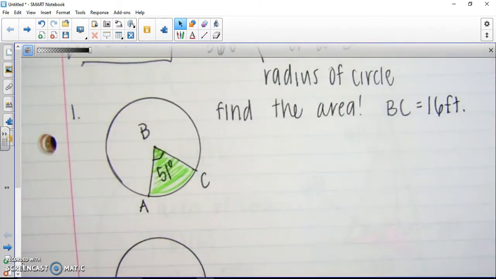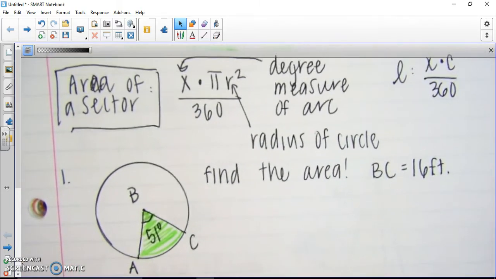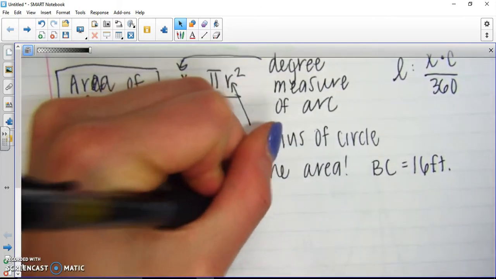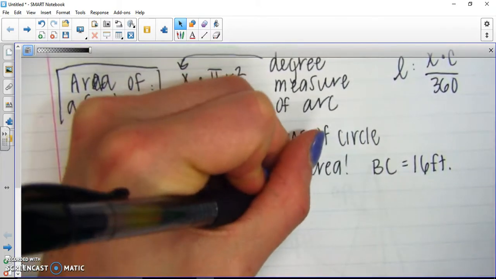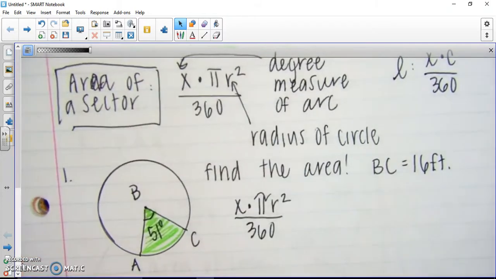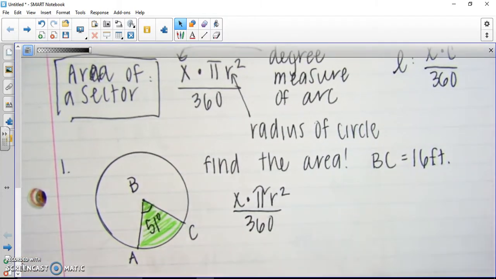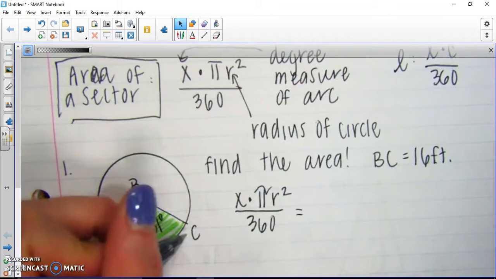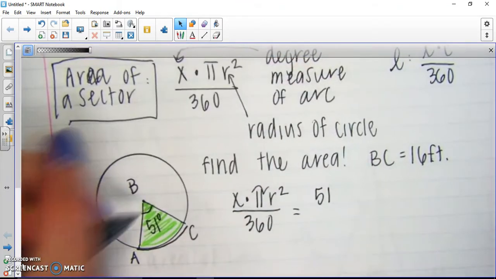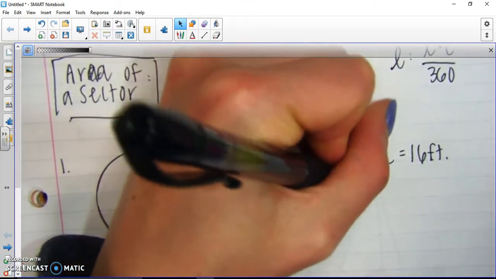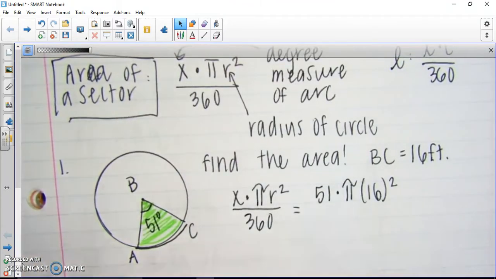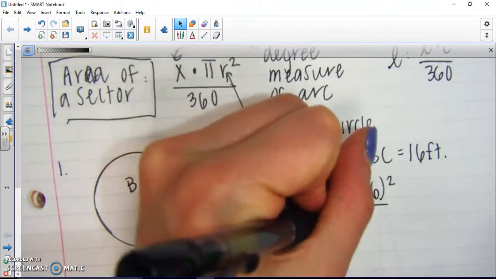So we're going to use the formula that we just wrote. The measure of the arc times pi r squared, or the area of the circle, divided by 360 will give us the area of our sector. So the measure of our arc, or AC, is 51, because that's the central angle, times pi r squared, or 16 squared, divided by 360.